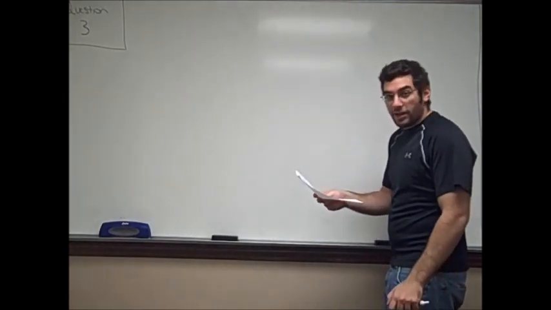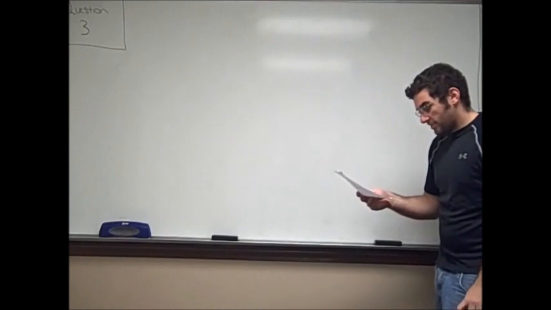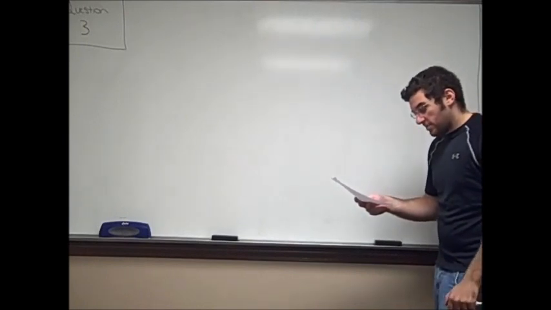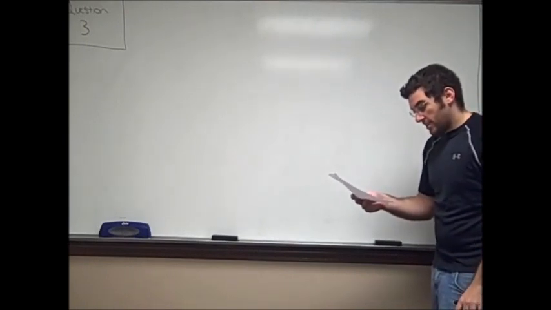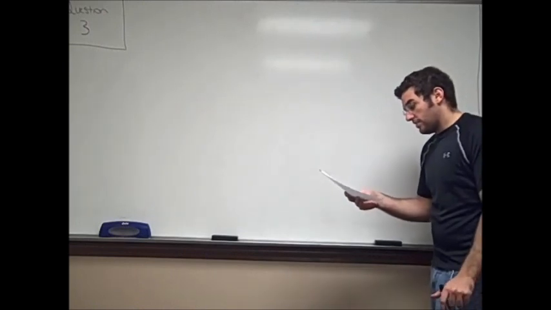Question number 3 says, a 5-meter length of steel with a cross-sectional area of 20 centimeters squared is compressed with a force of 20,000 newtons. If the Young's modulus of steel is 200 times 10 to the 9th newtons per meter squared, what is the change in length of the steel beam?